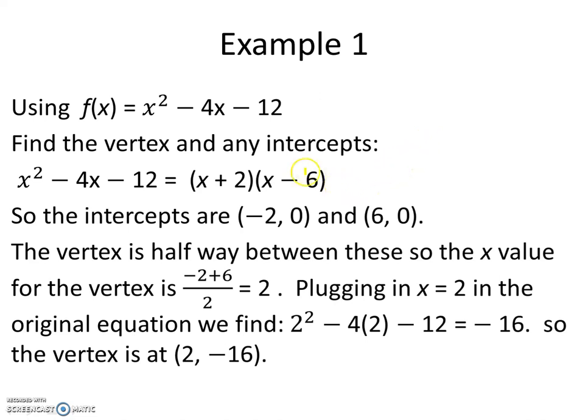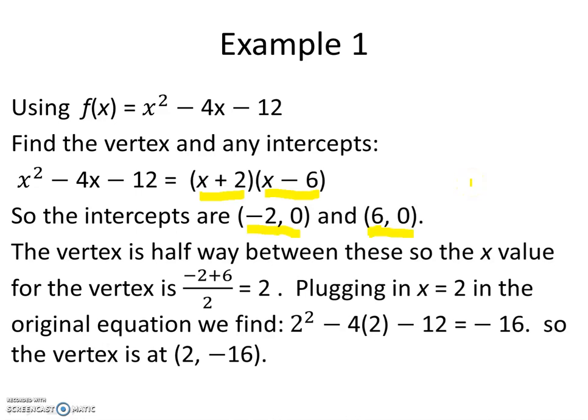So it's pretty nice because x squared minus 4x minus 12 factors into x plus 2 times x minus 6. So the intercepts are negative 2, 0, and 6, 0, because we let x plus 2 equal 0, and when we do, we get a negative 2. And when we let x minus 6 equal 0, we get a positive 6. We know for x-intercepts, the y is always 0. So we have our x-intercepts at negative 2, 0, and 6, 0.